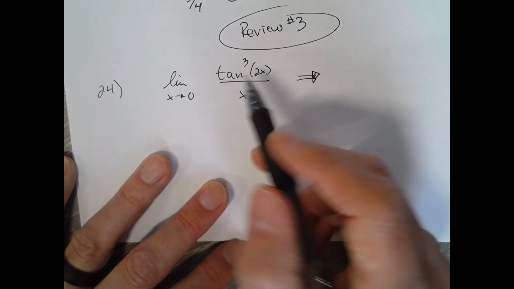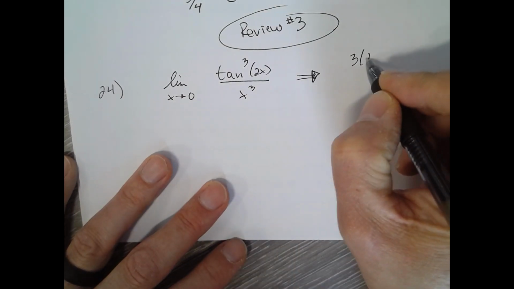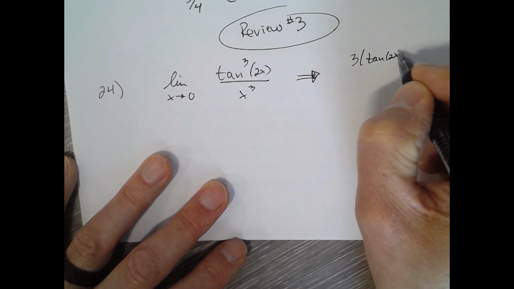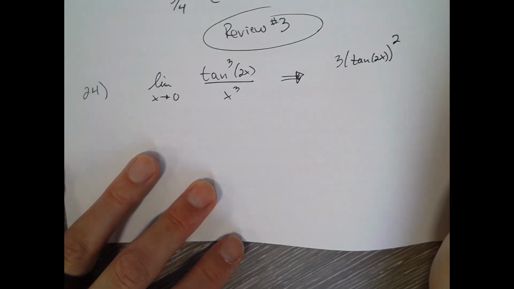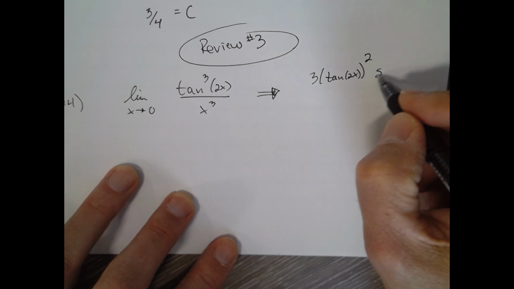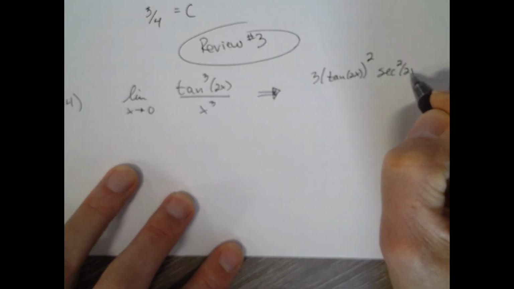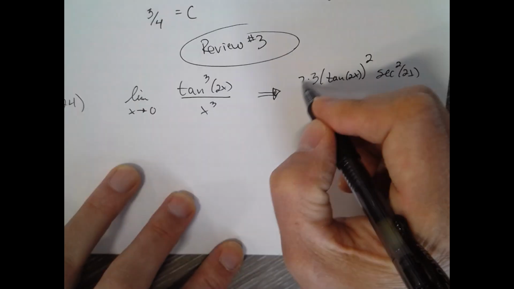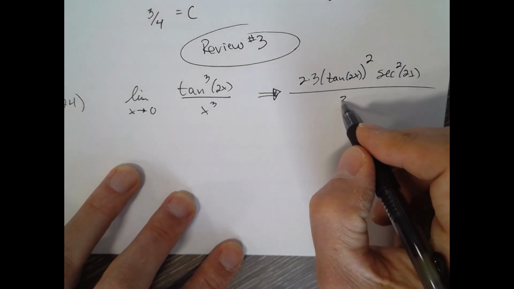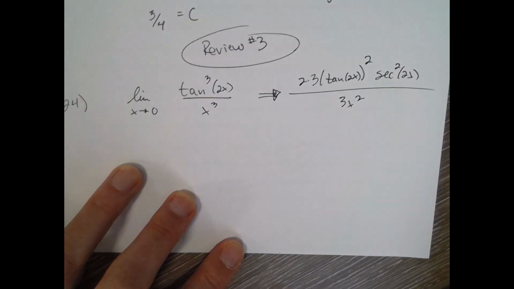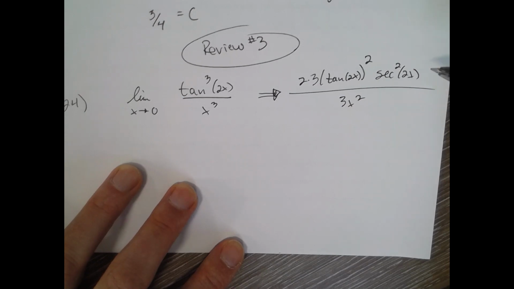Derivative of the top is 3 times tangent of 2x squared times the derivative of the inside, which is secant squared 2x times 2, all over 3x squared. Alright, so let's see, I get 0 on top and 0 on the bottom. So we'd have to do another derivative on top and derivative on the bottom. That doesn't look like much fun.